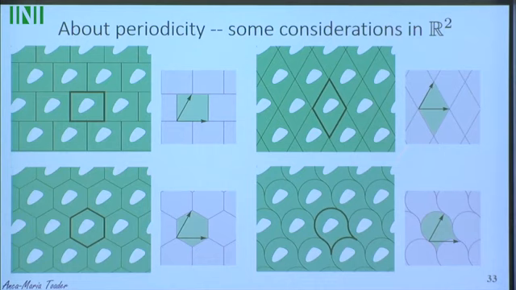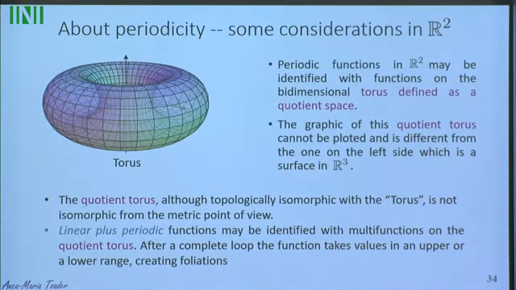What differs is what we take inside to be the repetition of the same domain, the representative domain. Okay, so now I'm able to tell some more about what we are doing. We are considering periodic functions in R2 by identifying them with functions on the bidimensional torus defined as a quotient space.